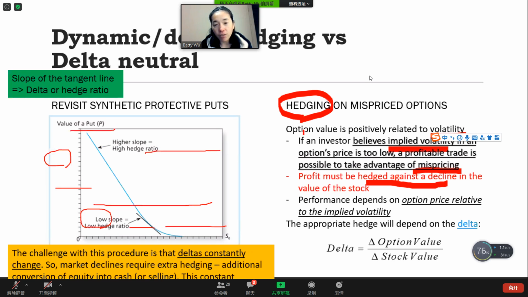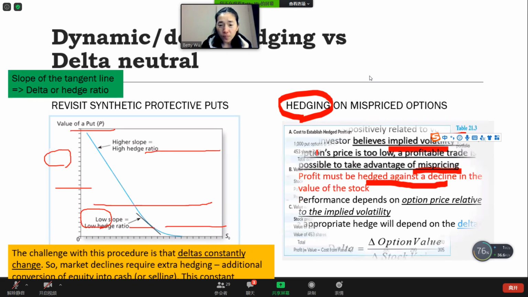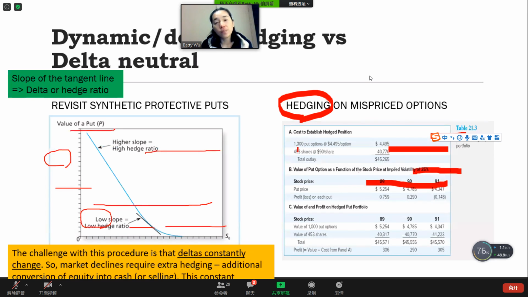But again, this is about hedging. So a profit must be hedged against a decline in the value of the stock. In this case, I think it's about a put option. Again, this is from the lecture slides. So in this example, it's believed that the put option is undervalued.